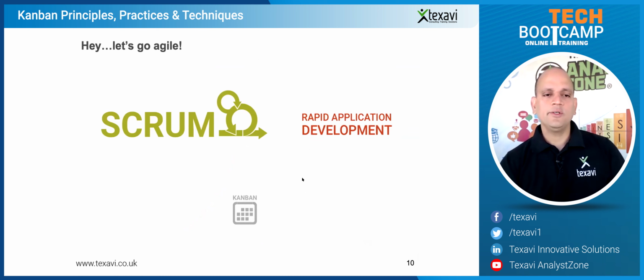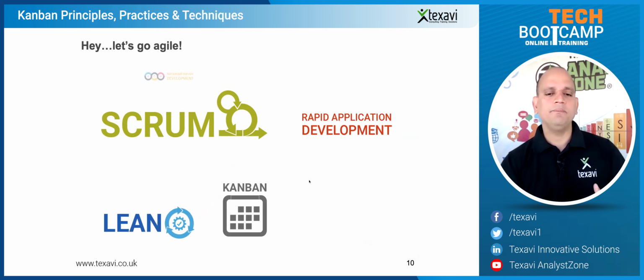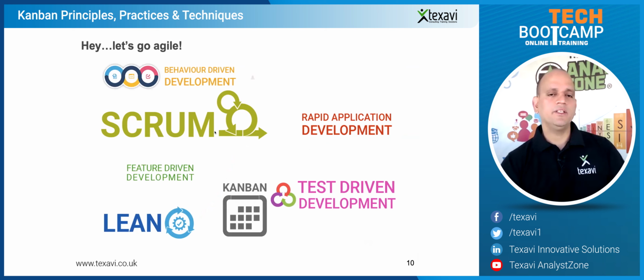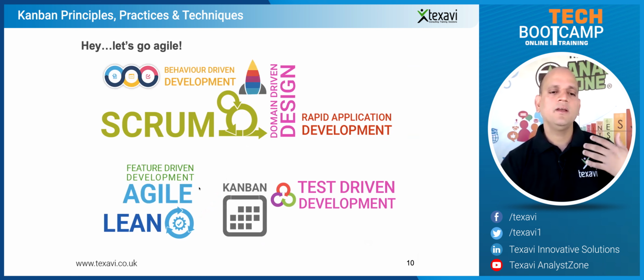So we actually had a flavor of what Scrum was, and then rapid application development, lean, Kanban. We understood behavior-driven development, the TDD scenario, the acceptance test cases, Gherkin statements, feature-driven development. There are different flavors of all of these.